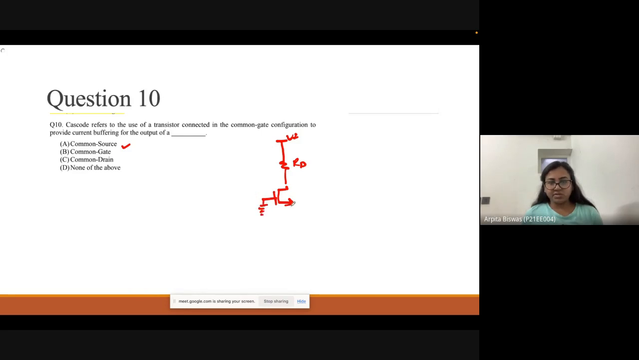So common gate first one is, the second one is common source. The V input is given here, and this is V negative. Okay, and from here we are taking the output. So the first one is the right answer.